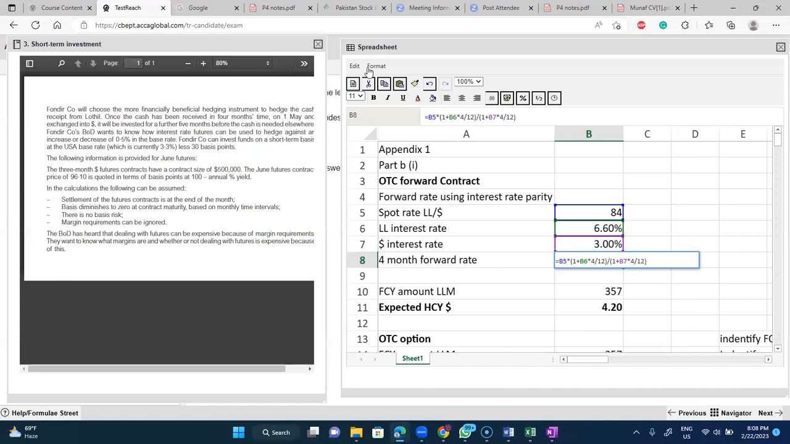4 quarters in a year. No, it's not the quarter. Actually, we are investing after 4 months. We are receiving funds after 4 months. That's why we are doing 4 by 12. It is written in the question that you will receive money after 4 months. That's why. Yes, the same applies for the 4 months. That's why 4 by 12.